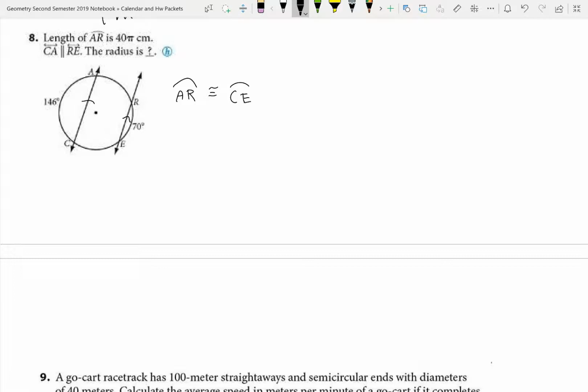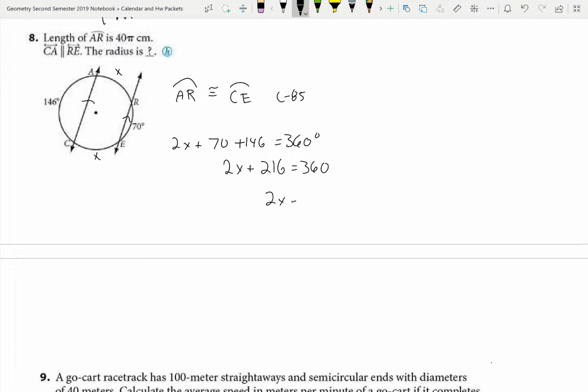Because of the parallel lines, what was that? Parallel lines intercepted arcs conjecture. That's conjecture 85. So if I call this x, this would also be x. That would mean that 2x plus 70 plus 146 would equal 360 degrees. So 2x plus 216 equals 360.